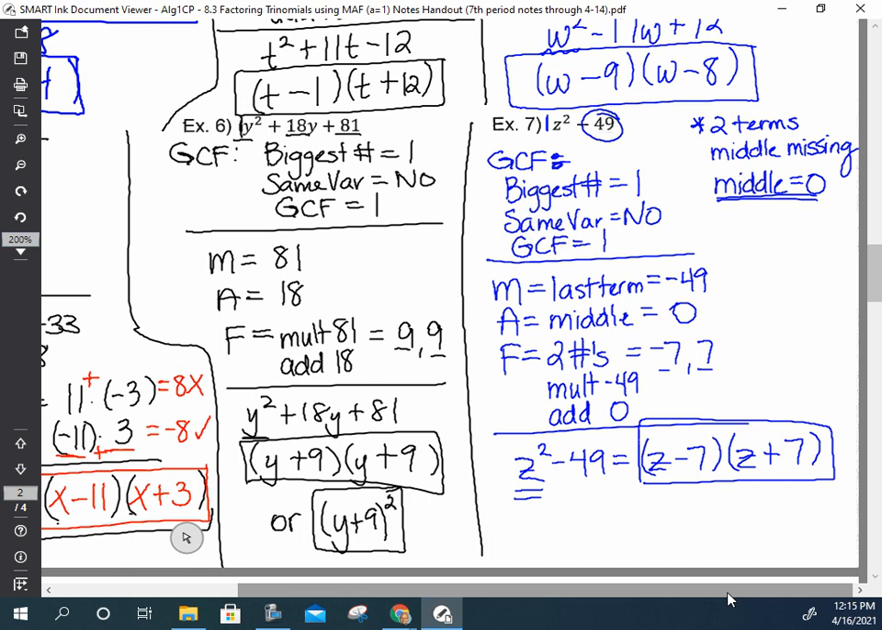So, any questions? 5, 6, or 7? Does the order matter? No. So if you wrote this answer as Z plus 7 and Z minus 7, that's okay. So if you wrote it like that, you're good. Any questions before we finally do a greatest common factor?